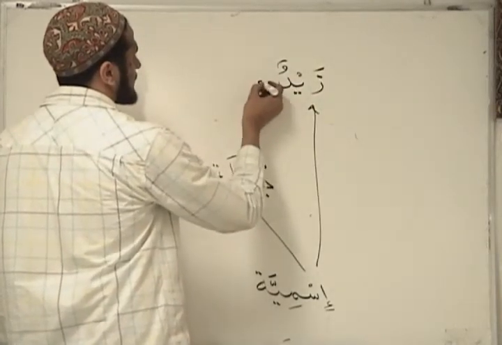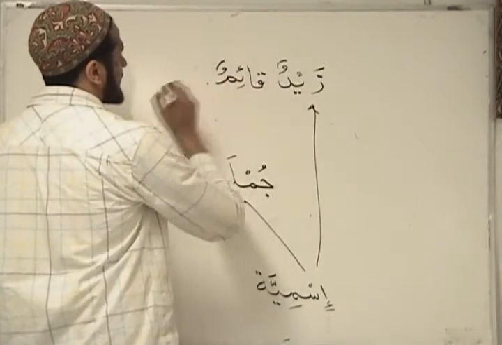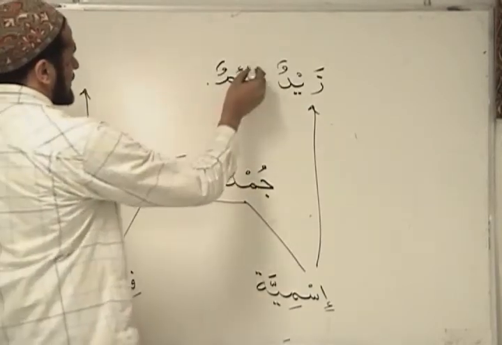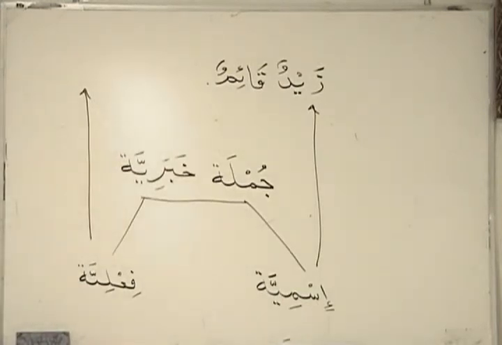Zaydun qa'imun. Zayd is standing. Okay? So, in this case, what's the first part of this sentence? Is it jumla khabariyya? Let's verify that. Yes, because you're giving news. You can say true or false about this. What is the first part of this jumla? Ism. Since the first part is an ism, it's called jumla khabariyya ismiyya.